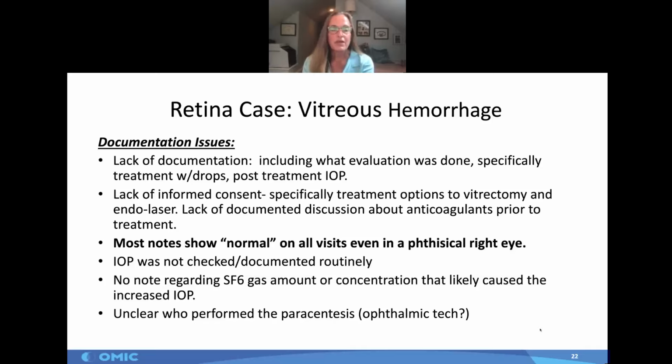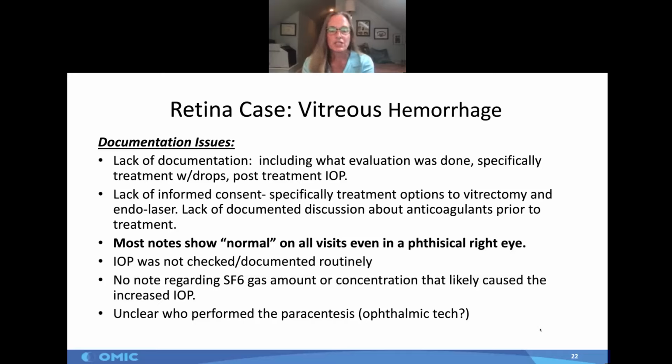When a procedure was done to lower the pressure with a tap, the post-treatment pressure was not indicated in the chart. Also, as far as lack of informed consent, specifically treatment options, alternative to vitrectomy and endolaser, there was a lack of documented discussion about anticoagulants prior to treatment. This patient was on Coumadin. And most notes carry forward normal on all the visits, even when the patient's eye went into phthisis.